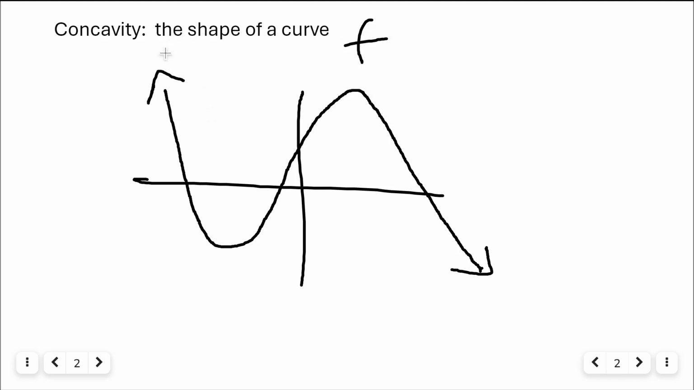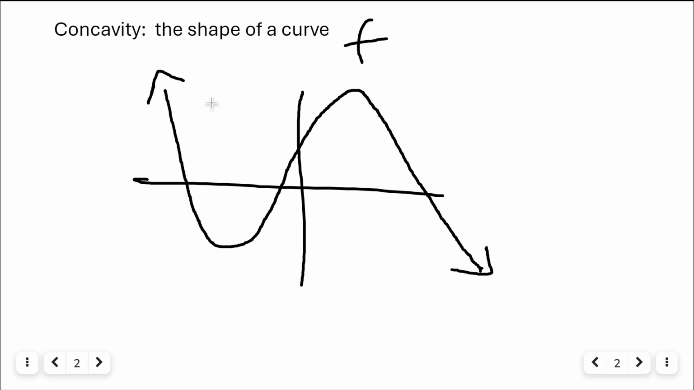Now, you can see that if you look from left to right, the shape of the curve changes kind of in the middle here. So my curve looks like a U. It looks like a parabola that opens up. And then all of a sudden, at some point, it switches and looks like a parabola that opens down. So there are two types of concavity that a curve can have.